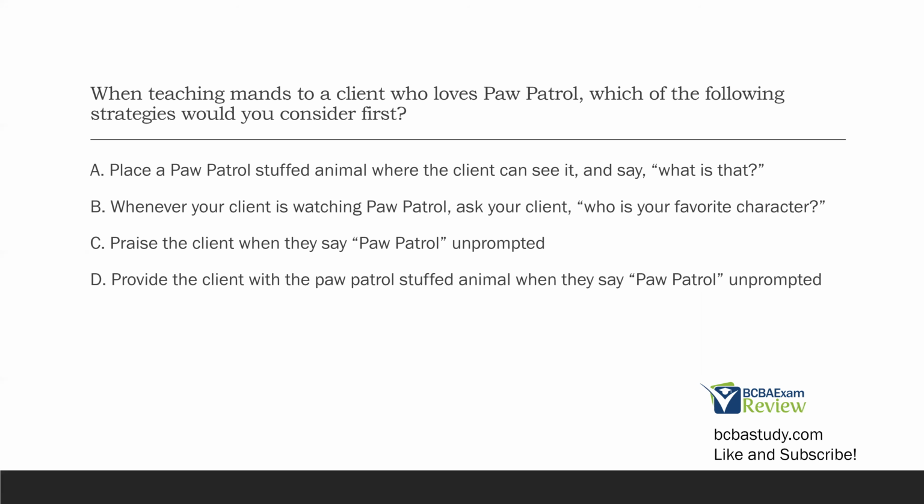Now, what's the difference here? Remember what we said at the beginning. Not only do we need to know what evokes it, but what also reinforces it. So in C, what are we using to reinforce? A GCR, praise. D, what are we using to reinforce? Well, the Paw Patrol stuffed animal. A MAND, how do we reinforce? With whatever they ask for. D is the best. They're saying Paw Patrol unprompted. We're giving them what they asked for. D is the best type of MAND training out of these 4.